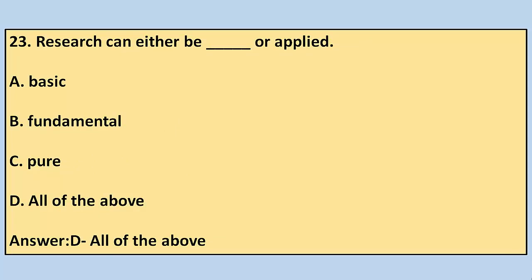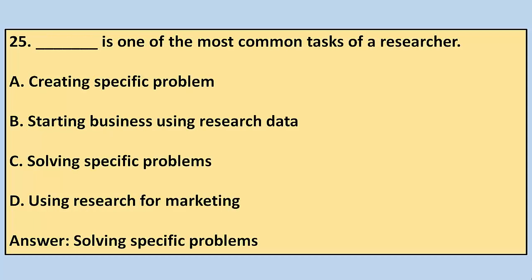Research can either be dash or applied. A. Basic, B. Fundamental, C. Pure, and D. All of the above. Answer is D. All of the above. Dash is one of the most common tasks of a researcher. A. Creating a specific problem, B. Starting a business using research data, C. Solving the specific problem, D. Using the research for marketing. Answer is solving the specific problem, C.